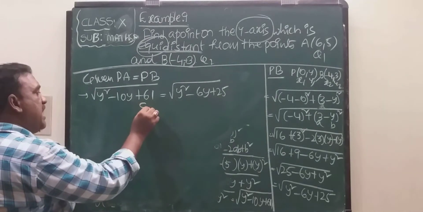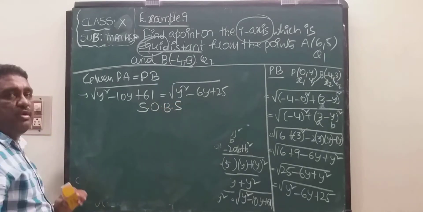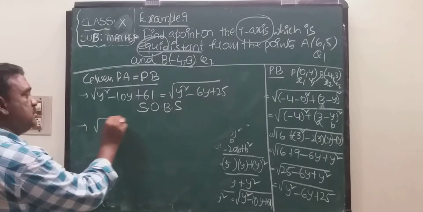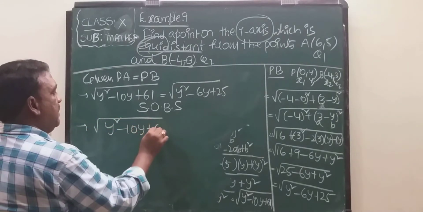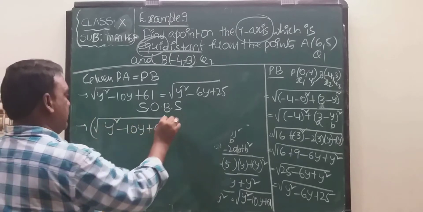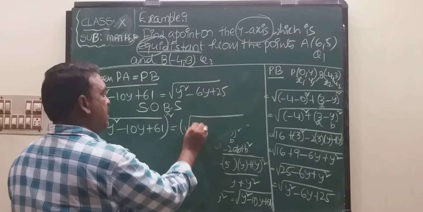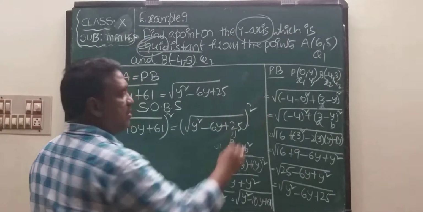Then when root is there, what we will do? Squaring on both sides. Root of (y square minus 10y plus 61) whole square equals root of (y square minus 6y plus 25) whole square.